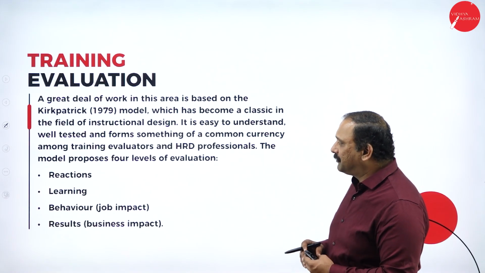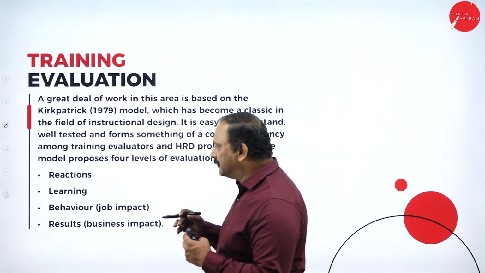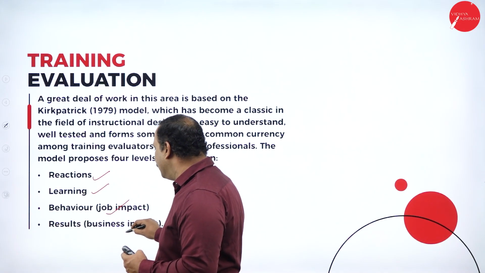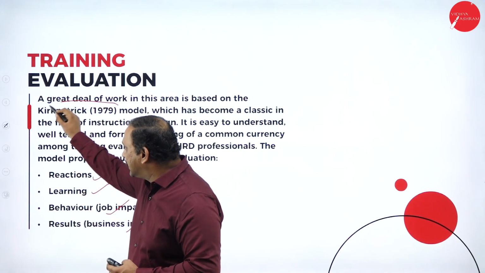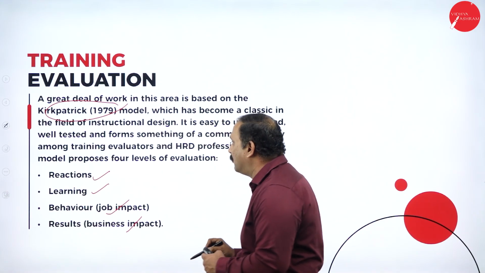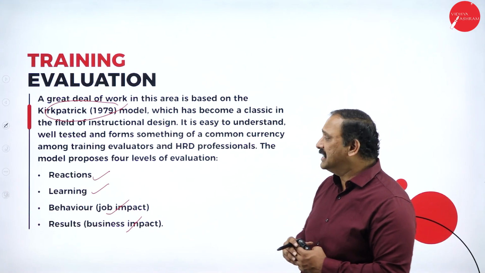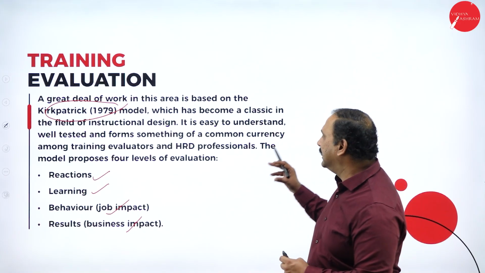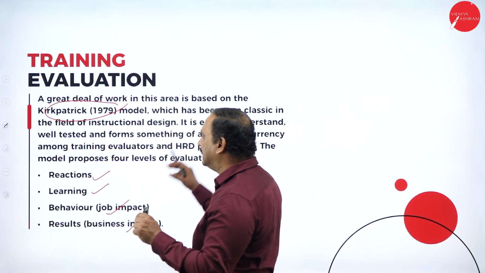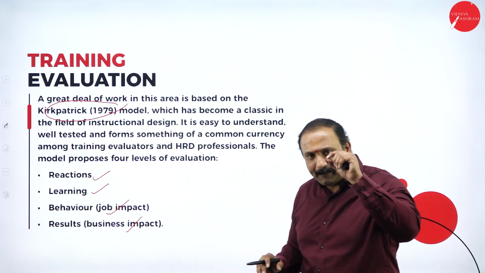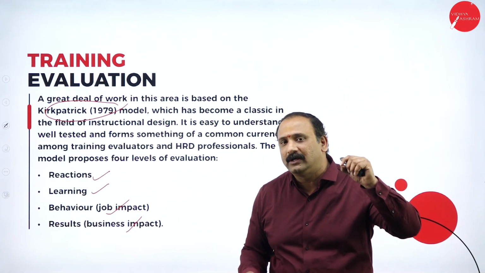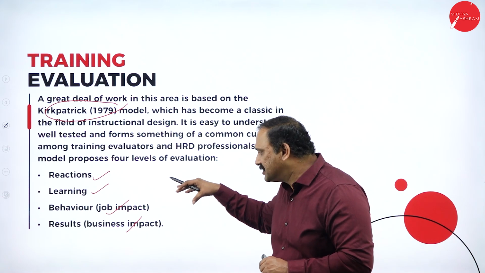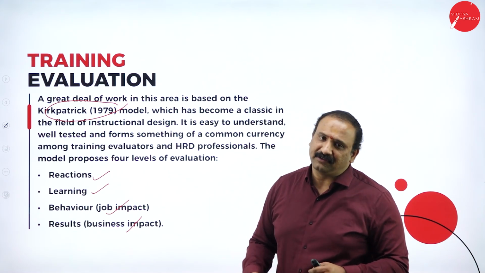Now, among training evaluation, there are 4 factors that we are going to learn today. The first one is called reaction. Next is learning. Then we talk about behavior and results. One of the great things is that Kirkpatrick, in the year 1979 model, which has been head of the instructional design, always says that some tested form of learning is a very, very common factor that needs to be used so that you will be able to understand how the outcome is being realized. So the outcome is normally checked into these 4 factors: reactions, learning, behavior, and the result factor.